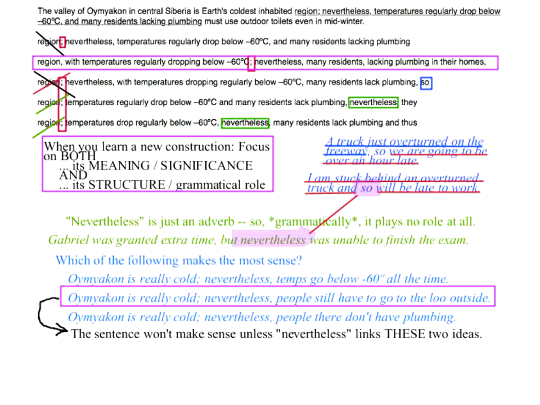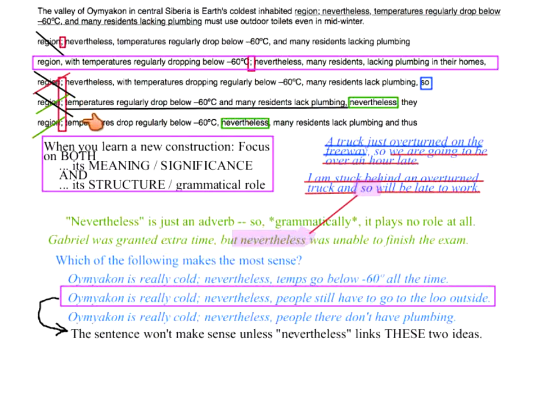You've got Oymyakon is cold, these two don't make sense linked to each other either. Temperatures get this low and people don't have plumbing, comma, nevertheless. So you do have this idea after nevertheless, but putting these two ideas together, because these are not bullet points. These are not ideas that should be A and B, so that doesn't make sense either.